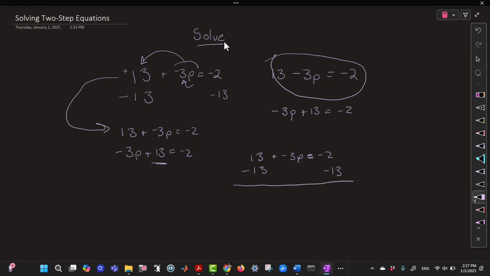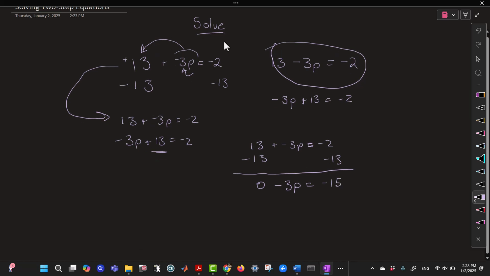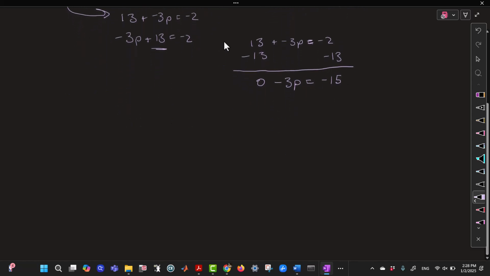You're never going to be doing it on the same side of the equal sign. And then what happens here, 13 minus 13 is 0. And then there's nothing to be added here, so I just bring this down as a minus 3p equals, and then on this side I'm always going to combine like terms. Negative 2 and 13 are both numbers. They're like terms, so I'll combine them into negative 15. Now 0 minus 3p, that's the same as negative 3p. So negative 3p equals negative 15.